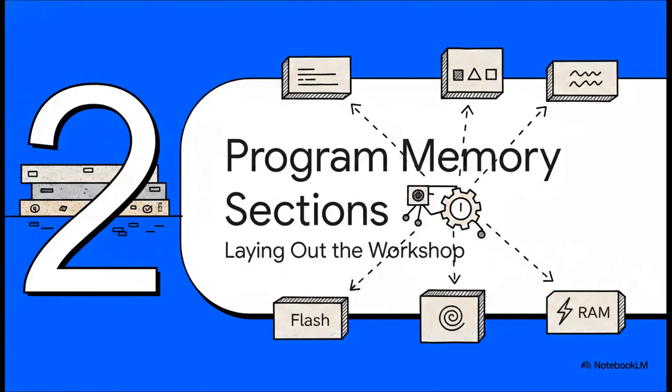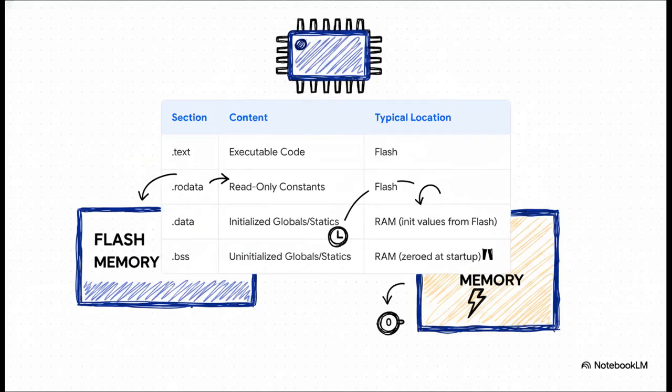Okay, so now that we have our physical foundation of flash and RAM, how does the linker actually organize all the different parts of our program? The code, the constants, the variables across this landscape? Well, it does this by using standardized memory sections. And when you look at it, this layout is actually incredibly logical.